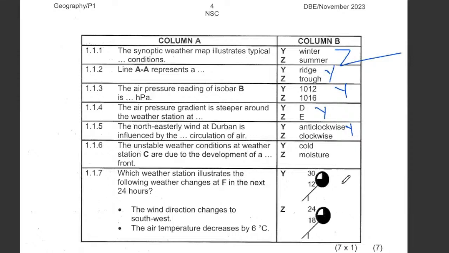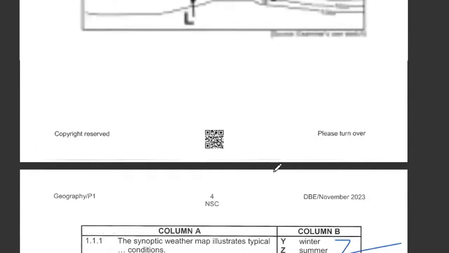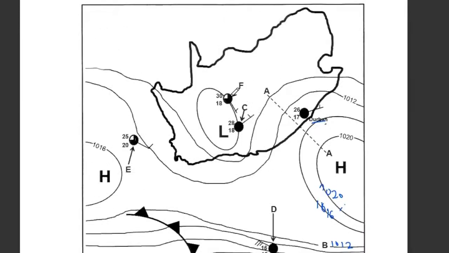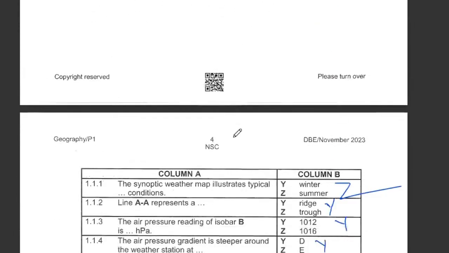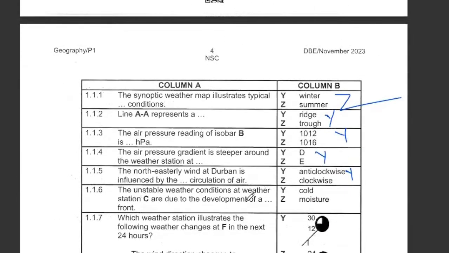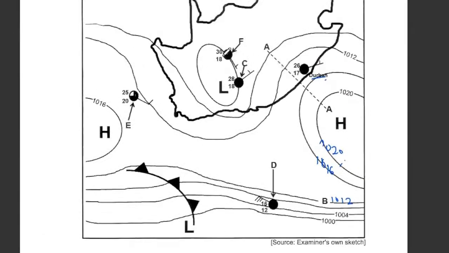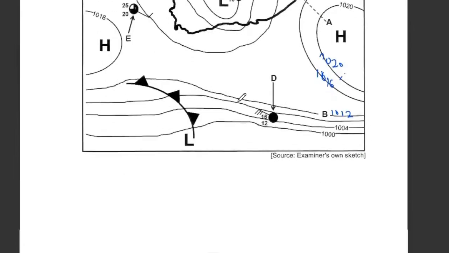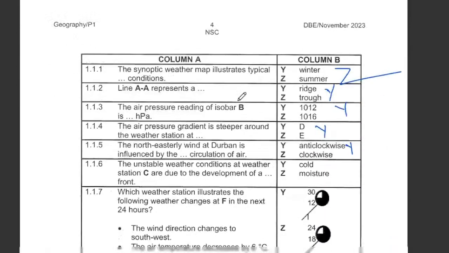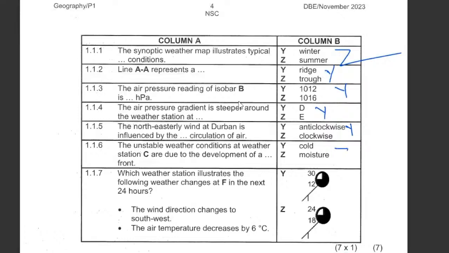The unstable weather conditions at weather station C are due to the development of which front? The weather station C is here. Okay. It's saying that the unstable weather conditions at weather station C is due to the development of which front? Obviously, it can't be a cold front because there's no cold front here, but because it is a summer time, the most common front that develops in the interior is a moisture front. Therefore, here we have Z.